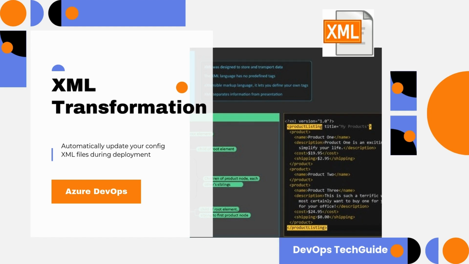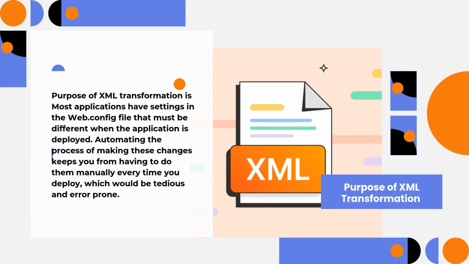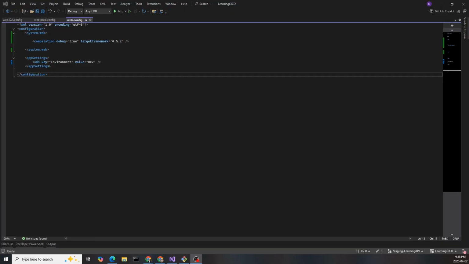Let's go. The purpose of XML transformation: most applications have settings in the web.config file that must be different when the application is deployed. Automating the process of making these changes keeps you from having to do them manually every time you deploy, which would be tedious and error-prone. I have this Visual Studio project.